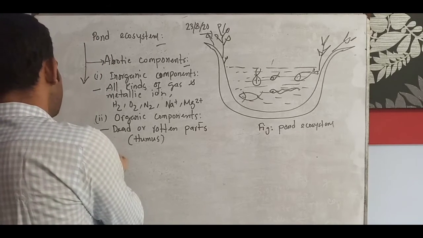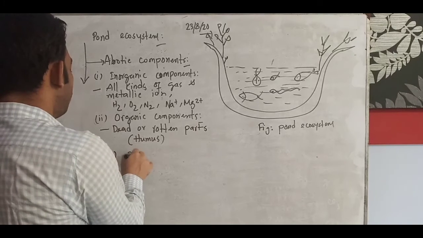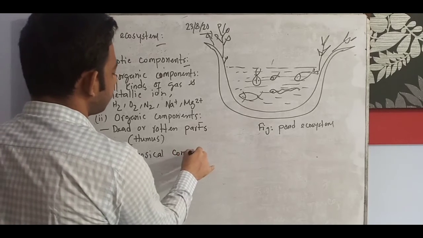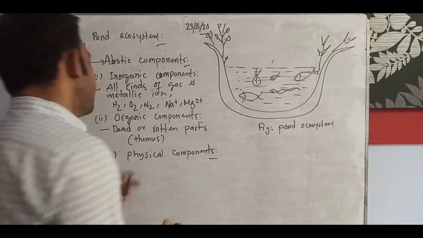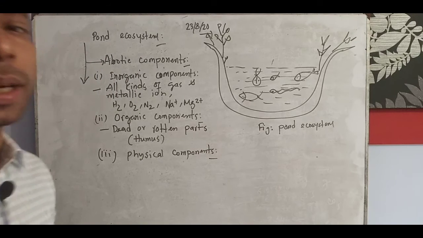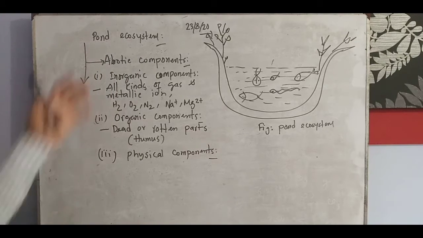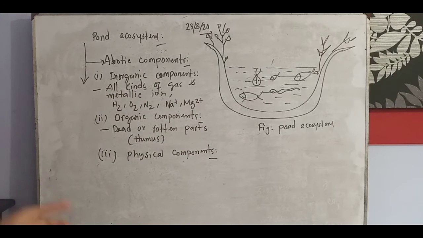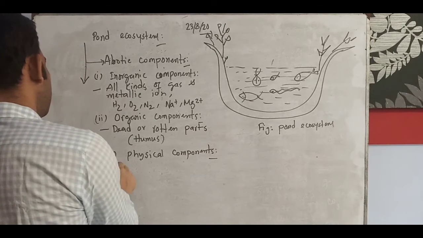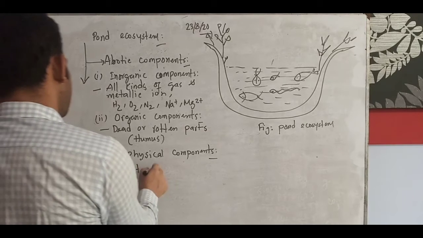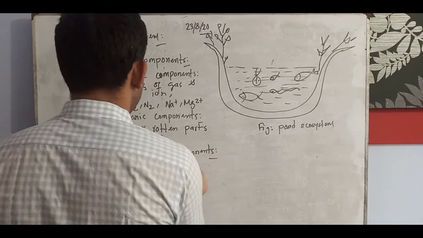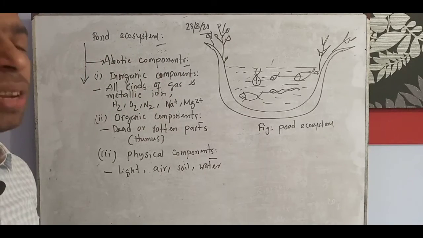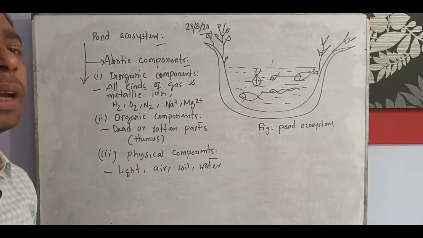And third is the physical components. Physical components are things we cannot see directly, and we have to get them back in a specific case: light, air, soil, water, everything. So if it is asking about the land ecosystem or the Sundarban ecosystem, what will you get?